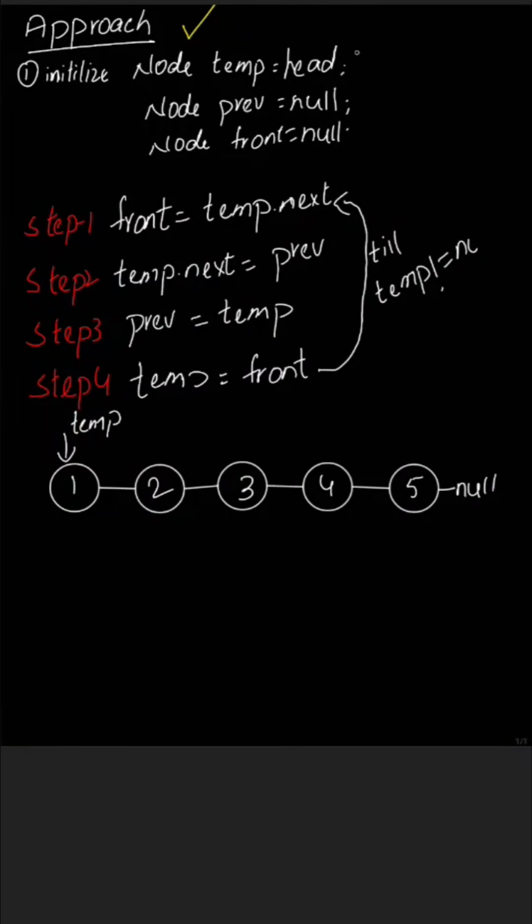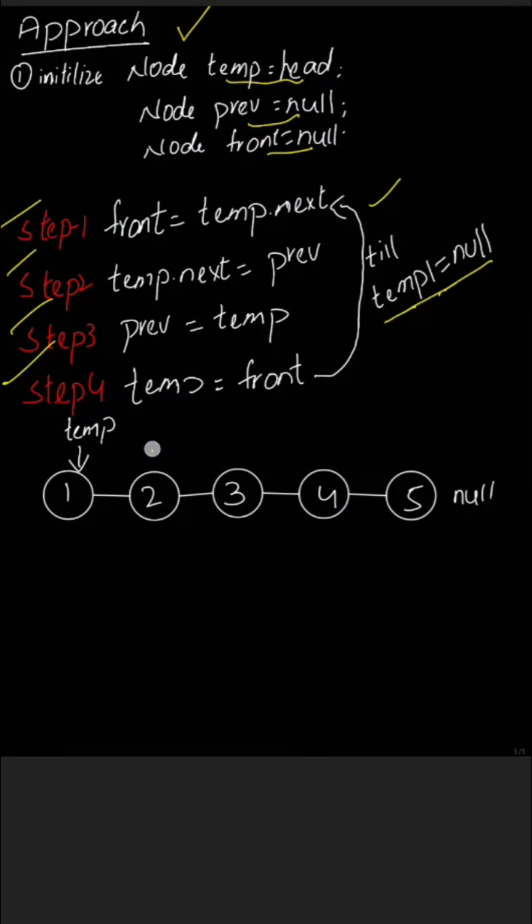See the approach for the following question. First we initialize node temp as head, then previous as null and front as null. These are the 4 steps to reverse the linked list. Step 1: front equals temp.next, we'll assign this node as front. Then step 2 is temp.next equals previous, we'll break this link and assign it to the previous node, which is null.